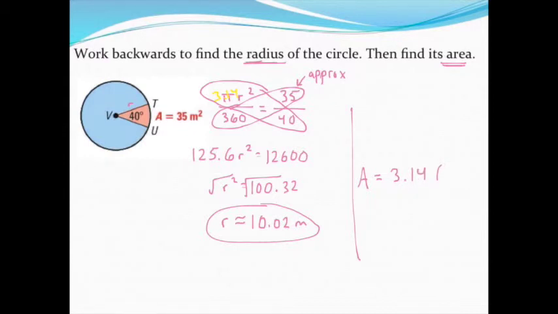So 3.14 times 10.02 squared. Make sure to do order of operations, so do the 10.02 squared first and then multiply by 3.14. Or type it in your calculator at once, just make sure you square the radius, don't square the pi. And that gets me an area for the entire circle of approximately 315.26 meters squared.